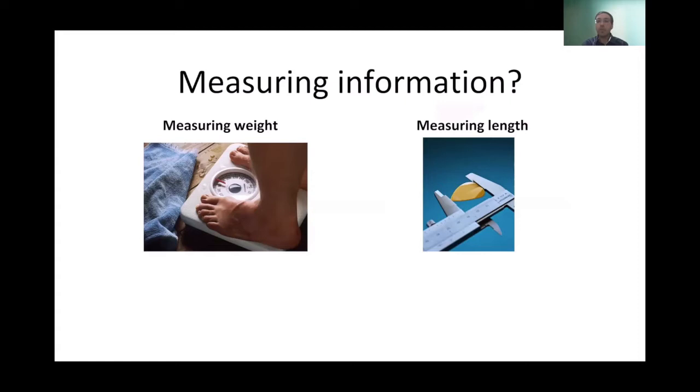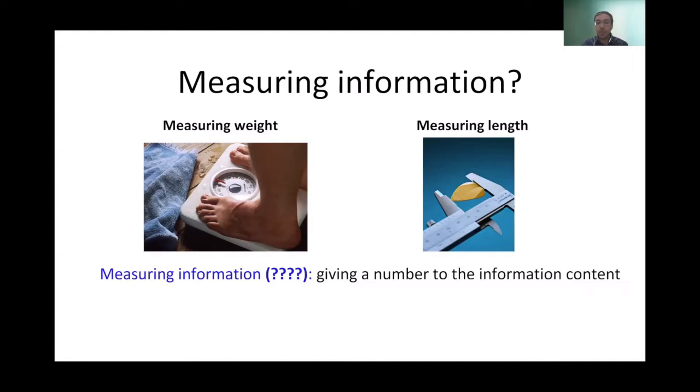So what do we mean by measuring information? It's easy to think of measuring weight or measuring length. If I want to measure my weight, I can go on a scale, right? Or I can use a ruler to measure the length of an object. So what is measuring information? You're given a source of information like a voice, a video, a talk, an image, or something like that, and you want to assign a real number that represents the information content of that information source.